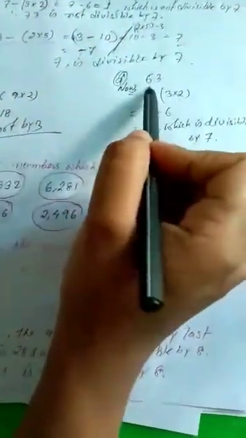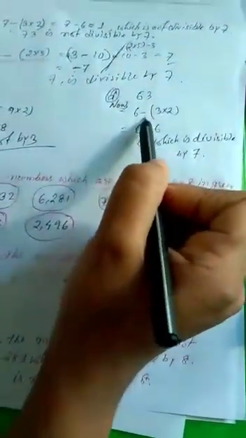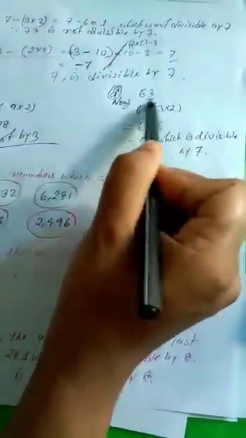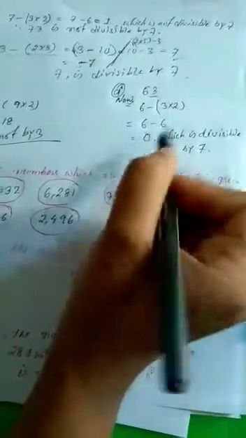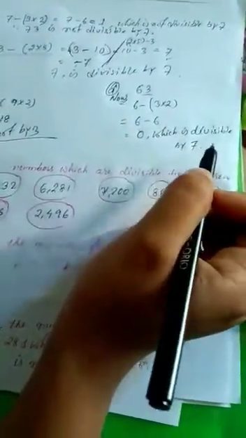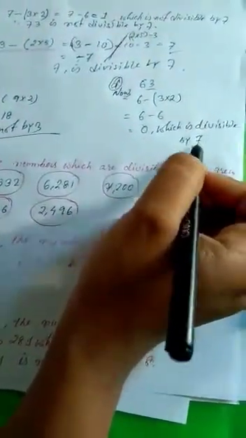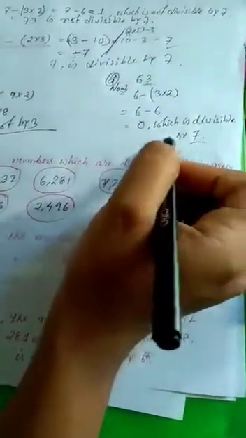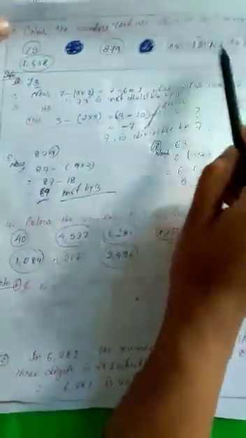But if you see the next number, D, 163 is 63. I have colored it as it is divisible. So 6 minus 3 into 2, 3 into 2 is 6. 6 minus 6 means 0, which is divisible by 3, as 0 is divisible by any number. Alright, in the same way you can check the other numbers also and color them.